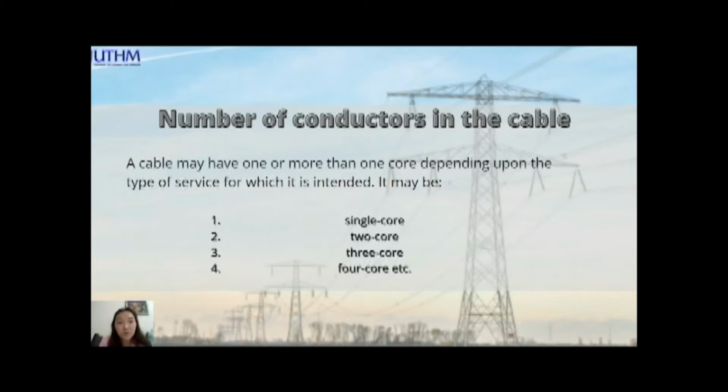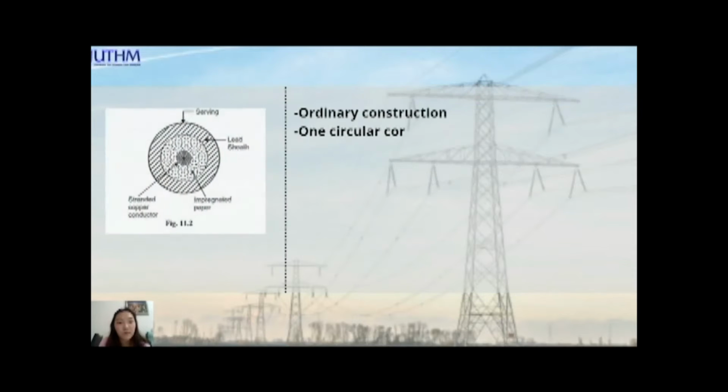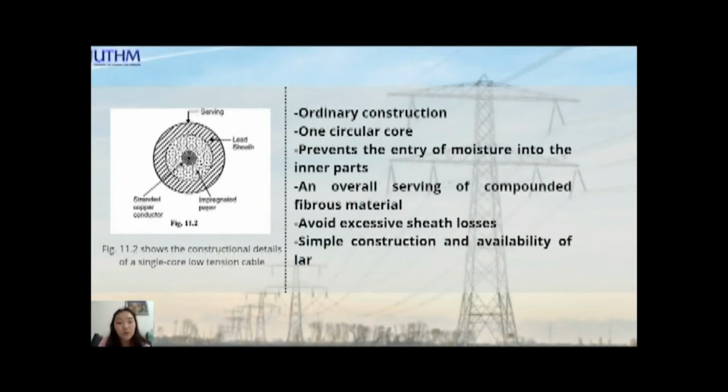Okay, the first point is the number of conductors in the cable. A cable may have one or more than one core depending upon the type of service for which it is intended. It may be single core, 2 core, 3 core, 4 core, and so on. For 3-phase service, either the 3-core cable or the 3-phase cable can be used depending upon the operating voltage and the load demand.